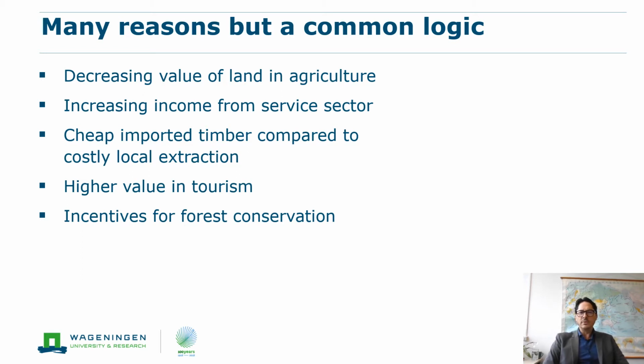Some of the reasons are decreasing value of land in agriculture, increasing income from the service sector, and cheap imported timber that comes mostly from Chile compared to costly local extraction. Also, tourism is very important for Costa Rica, and people come to Costa Rica to see nature, so there is a higher value of having forested land in tourism. Also, since 1996, Costa Rica has implemented a series of incentives for forest conservation, giving more value to your land under forest. So what is the common logic to all of these explanations?